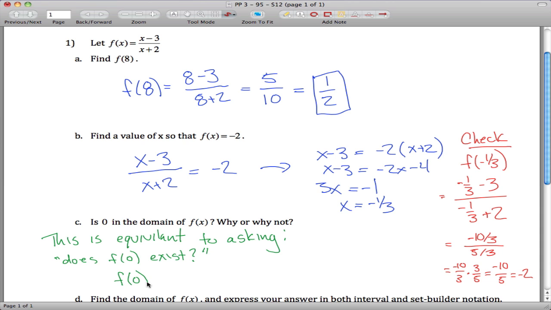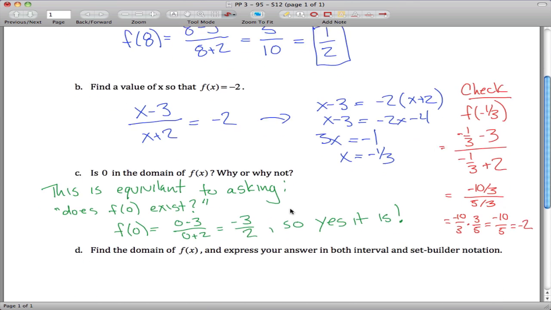f of 0 is you just replace all the x's in this expression with the 0. So instead of x minus 3, we get 0 minus 3. Instead of x plus 2, you get 0 plus 2. And so we get f of 0 is -3/2. -3/2 is a number. It exists. So yes, it does. Is 0 in the domain? Yes, it is. Alright, I guess that's a good enough explanation.